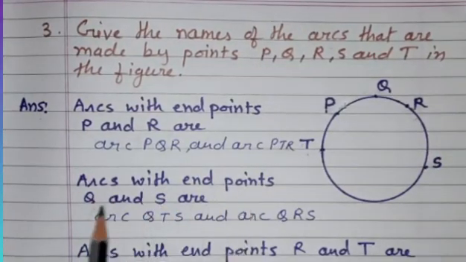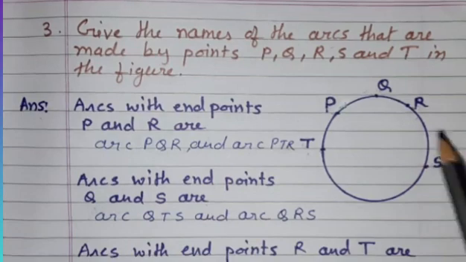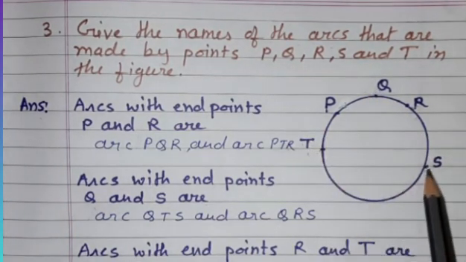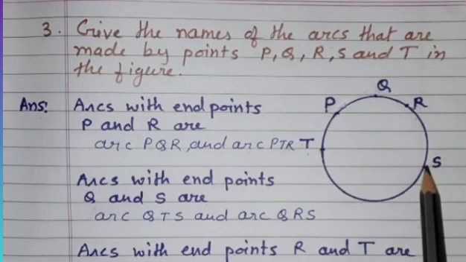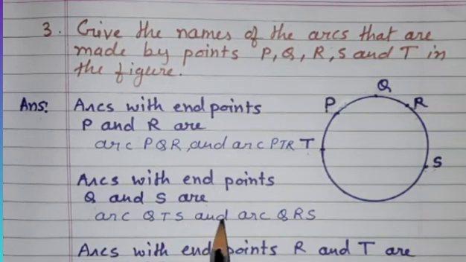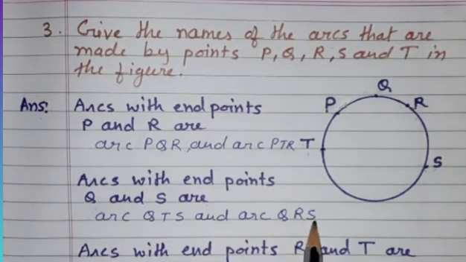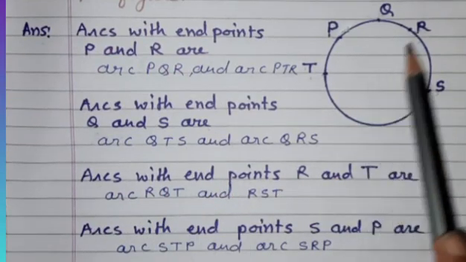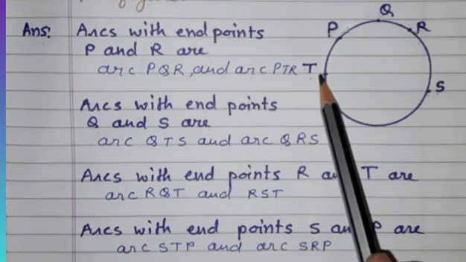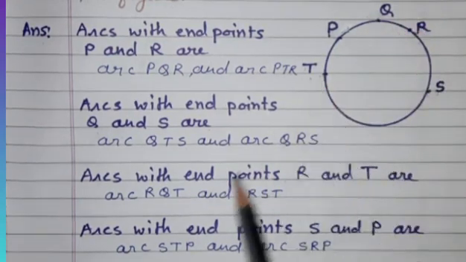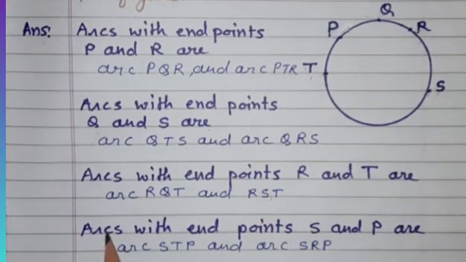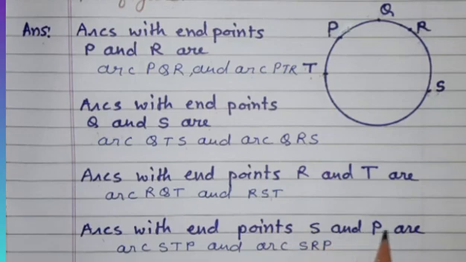Second, arcs with endpoints Q and S are. Now endpoints are Q and S. Those arcs are QTS or QPS, and QRS. So write here arc QTS and arc QRS. Now arcs with endpoints R and T are. Endpoints are R and T. Those arcs are RQT and arc RST.